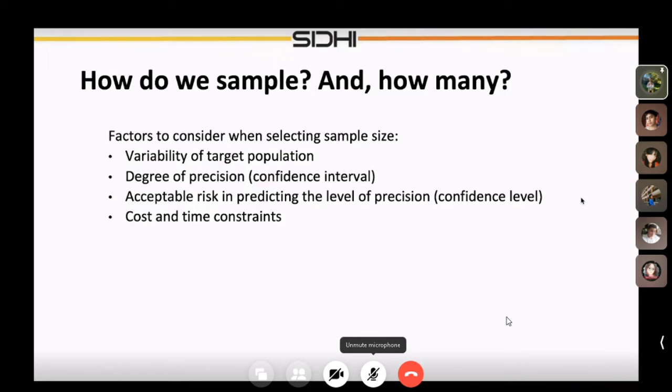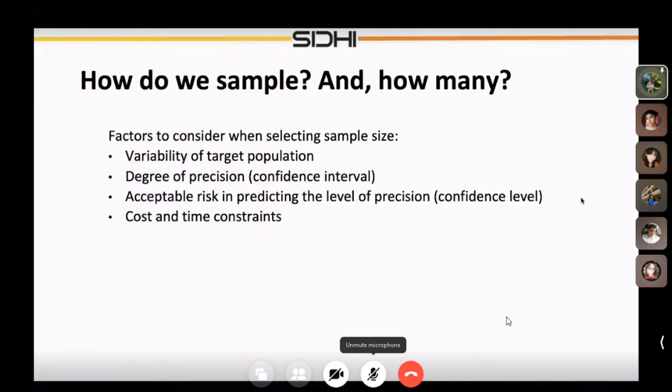Obviously, you don't want, let's say, a degree of precision that's between 50 to 90%. So your treatment can be 50% effective or 90% effective. You don't want that. You want a smaller, narrower band, but you're more confident in that. So that's what we mean by the degree of precision.